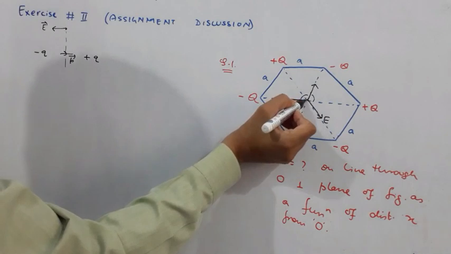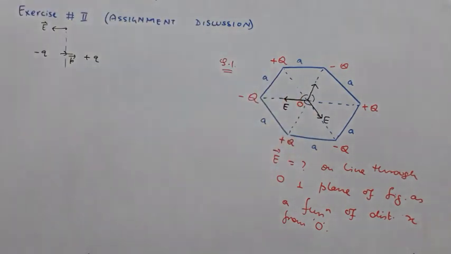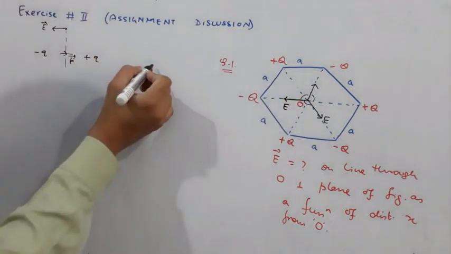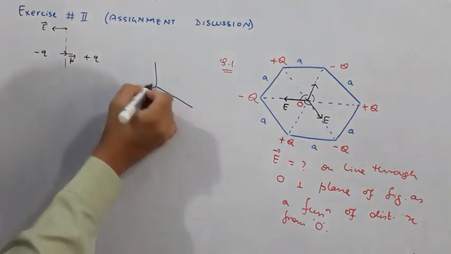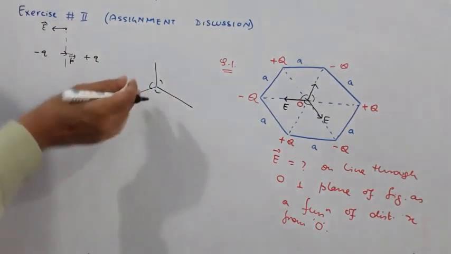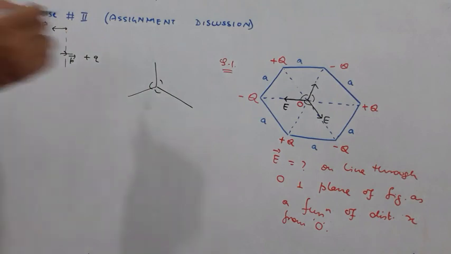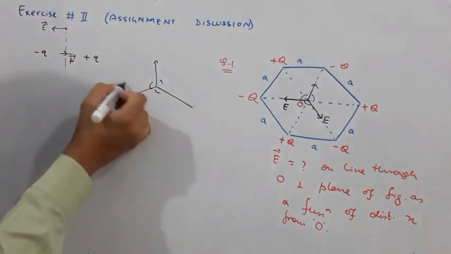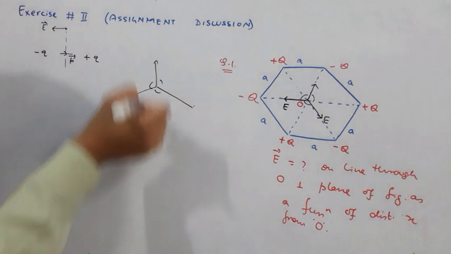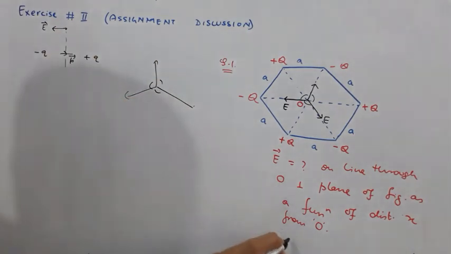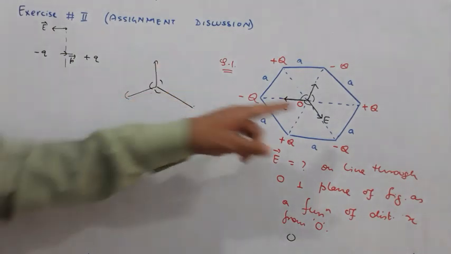Each of these angles you can guess, 360 by 3, that is 120 degrees. If we have 3 vectors of equal magnitude inclined at 120 degrees, this is a question of vectors, students. You can find the resultant of these 3 by resolving along x and y axis. You will find the answer will be 0. So this is E, this is E, this is E.